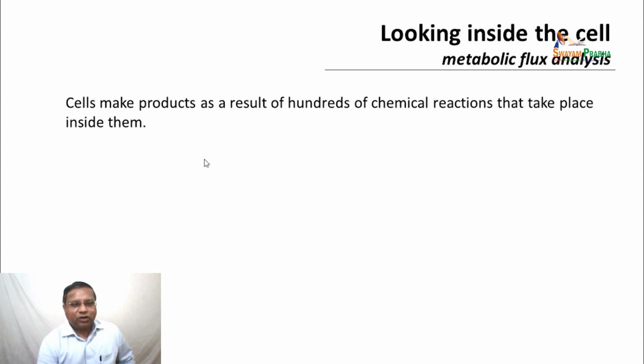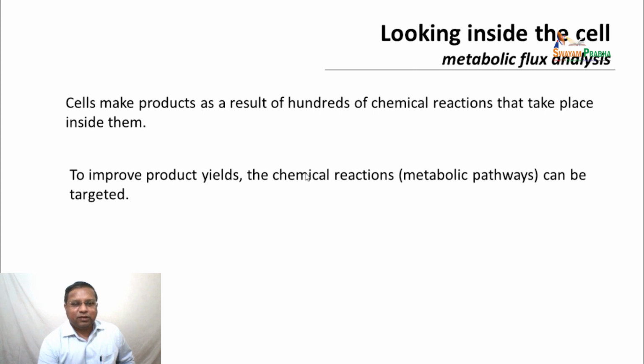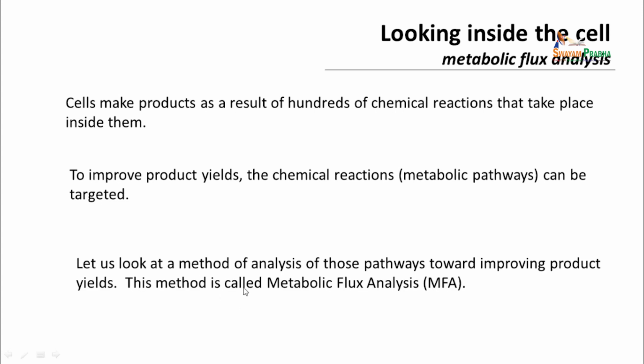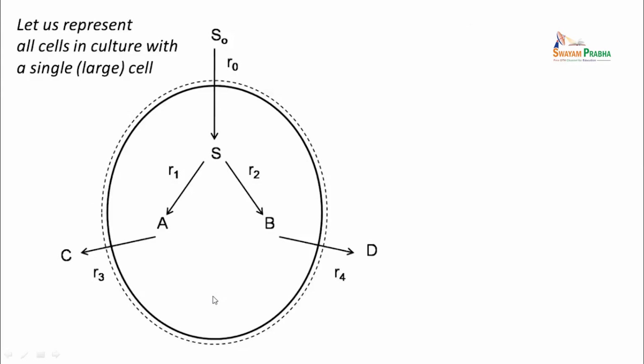So as an introduction, cells make products as a result of hundreds of reactions that take place inside them. You already know this. To improve product yields, the chemical reactions of the metabolic pathways can be targeted. Let us look at a method of analysis of those pathways toward improving product yields. Okay, this is our main aim. We are going to look at a method of analysis toward improving product yields, and that method is called metabolic flux analysis, or MFA for short.